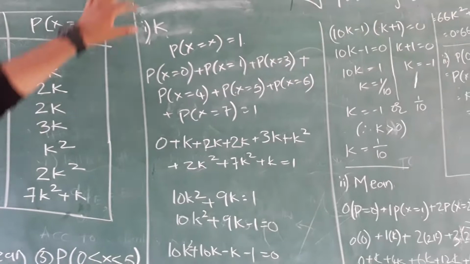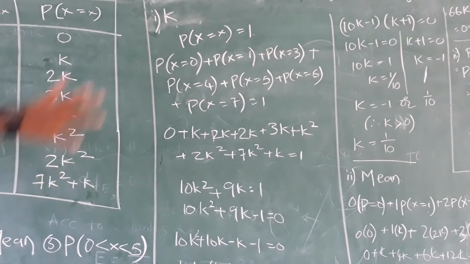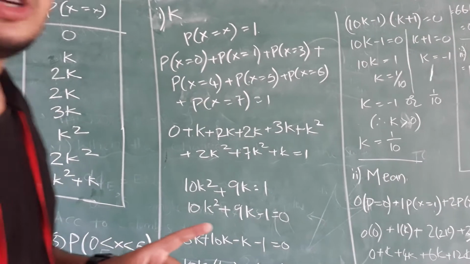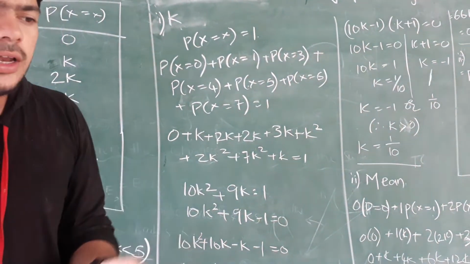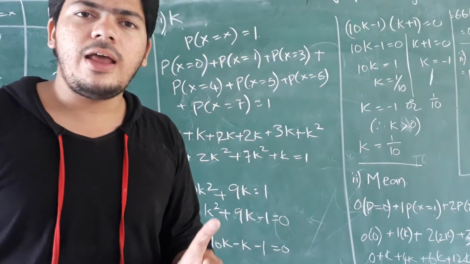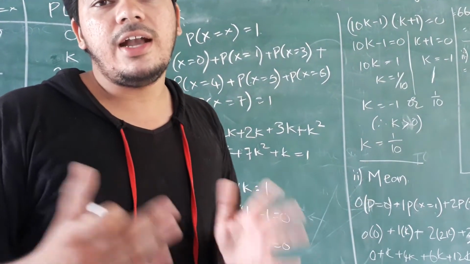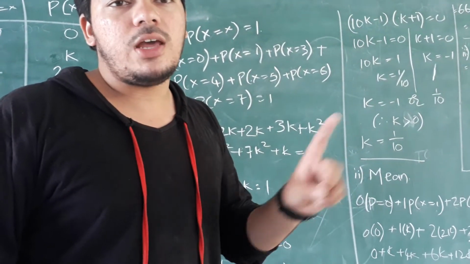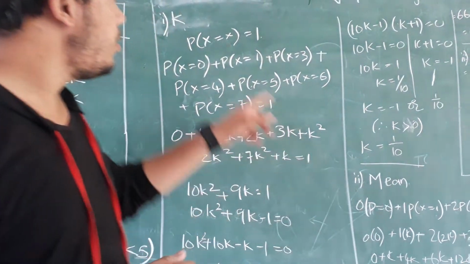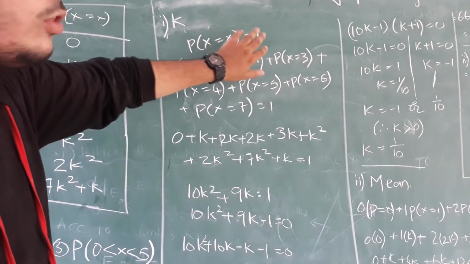Now let's see. First it is the k. We know the summation of all the probabilities is 1. For everything, the summation is 1. As I said, if we throw a coin, the entire is 1, and for heads it is half, for tails it is half. In the same way for a die, the entire is 1, and for each of the 6 faces it is 1 by 6. So the entire summation of P of X equal to x is equal to 1.